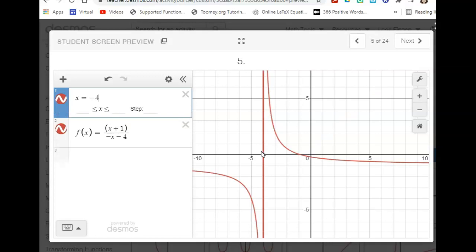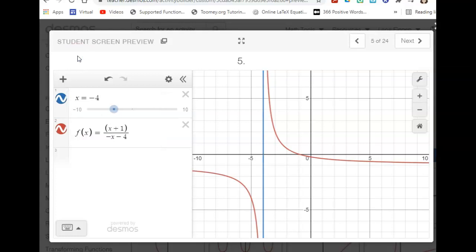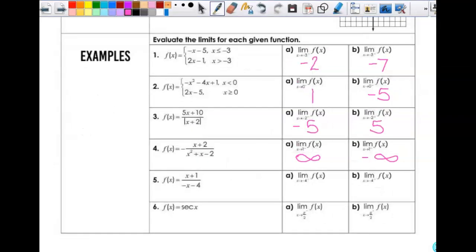All right, and it's in there, but it's red. I can push and hold, and I'm going to change it to blue. So now I can see that. All right, so I can see that x equals -4 actually is my asymptote. So as I approach from the left, I'm going to negative infinity. As I approach the right, I'm going to positive infinity. This is negative infinity and positive infinity.